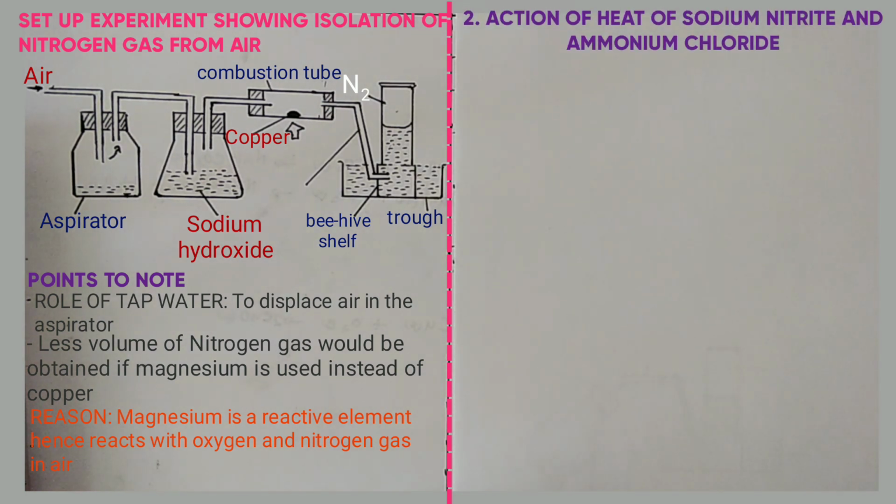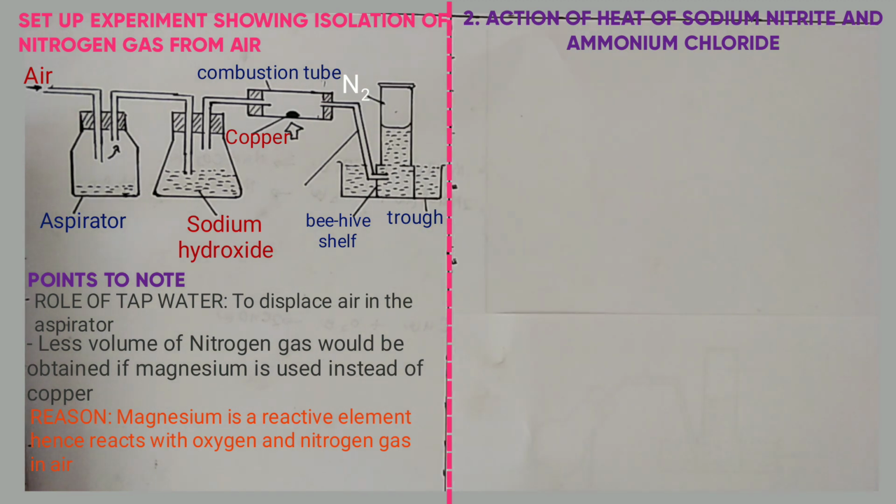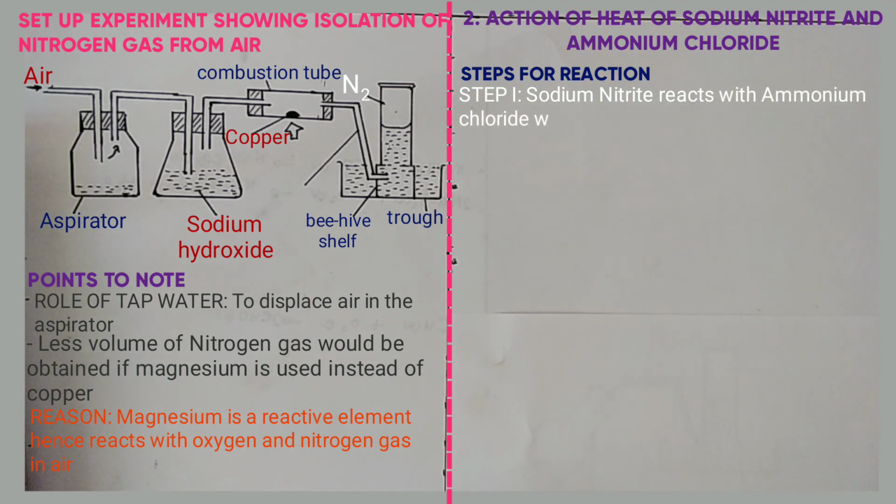Now method number 2 of how to prepare nitrogen in the laboratory is decomposition of ammonium nitrate. Note that ammonium nitrate cannot be used alone because it explodes when heated in small amounts. Therefore, a mixture of ammonium chloride and sodium nitrate is used. So the reaction occurs in 2 steps. The first step is when a mixture of ammonium chloride and sodium nitrate is heated, they react to form ammonium nitrate and sodium chloride.